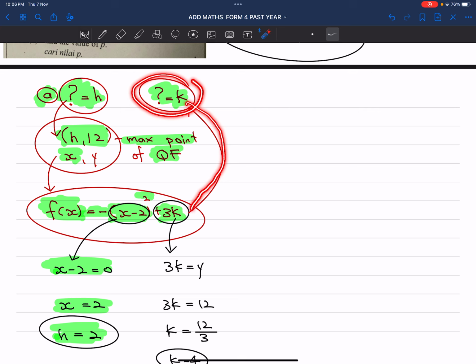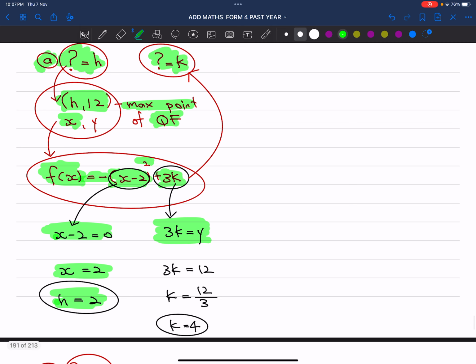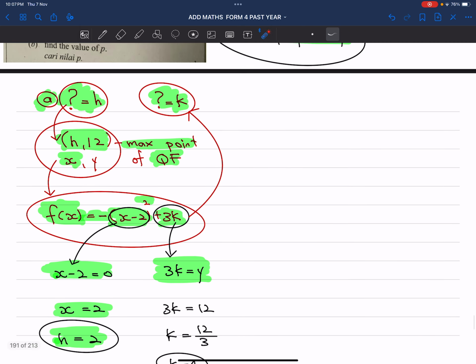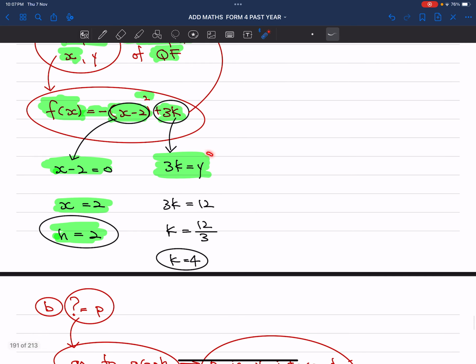Next, they are asking k. I go to the information regarding k, which is outside the brackets in complete the square. As I said earlier, in complete the square, outside the brackets is the y coordinate of the maximum point. I go to the maximum point, and the y coordinate is 12. So therefore I have 3k equals 12. I transfer the 3. I have k equals 12 over 3. Therefore k equals 4. So I finish part A.